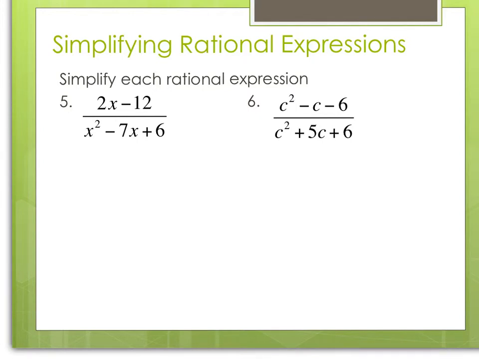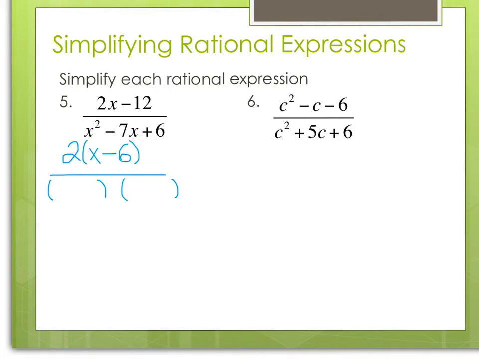So in the numerator, again, I look for a GCF, and here 2 is the largest number, divides into 2 and 12. So if I factor 2 out, I'm left with x minus 6. Now in the denominator, I have a trinomial. So I'm going to make my two sets of parentheses.